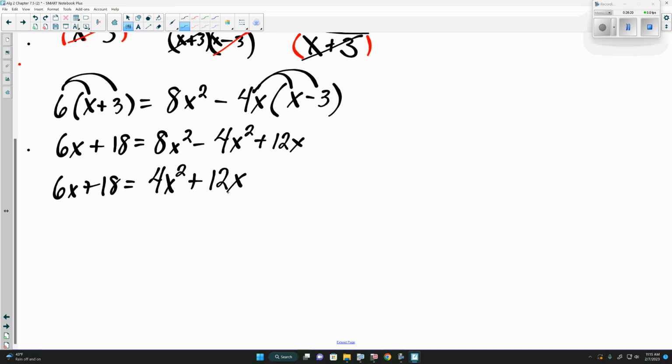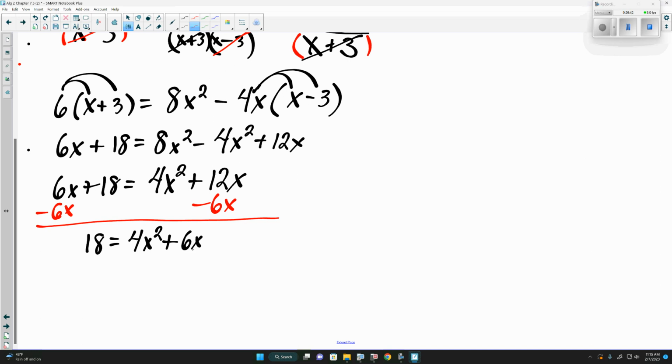X squared is on which side? On the right side, yes? Might as well move everything to it. So the first thing we can do is subtract 6x from both sides, which will tell us that 18 is equal to 4x squared plus 6x.